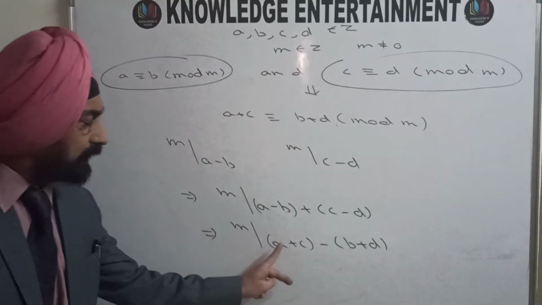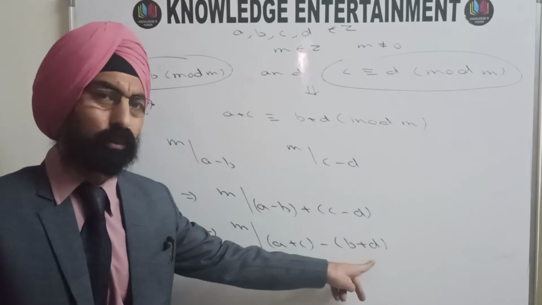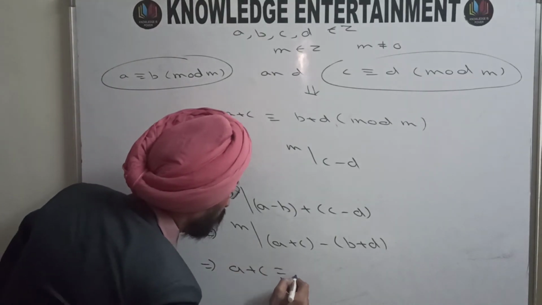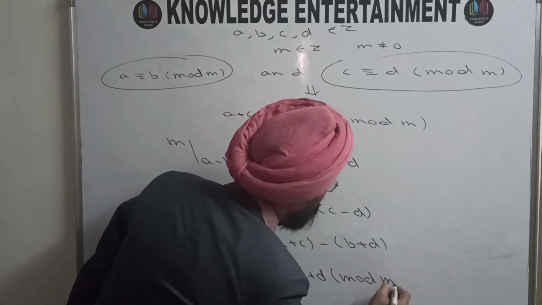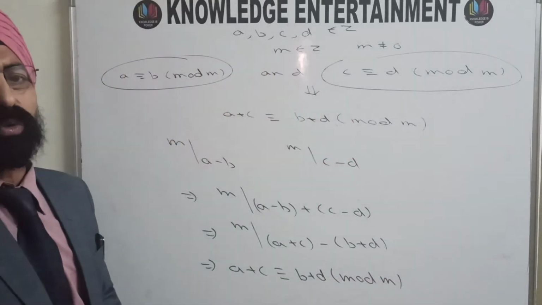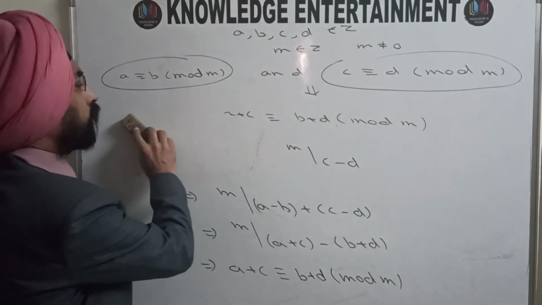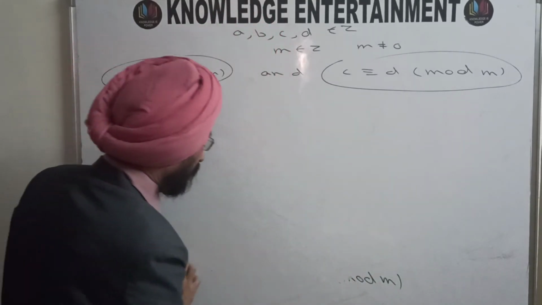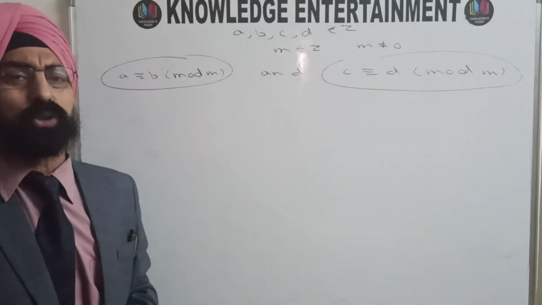If M divides the difference of these two numbers, then these two numbers are congruent to each other modulo M. So this means A plus C is congruent to B plus D modulo M. So it was another trivial proof and a trivial result with relation to congruences. Move on to another one. We have proved here that the sum of two congruences is also a congruence.